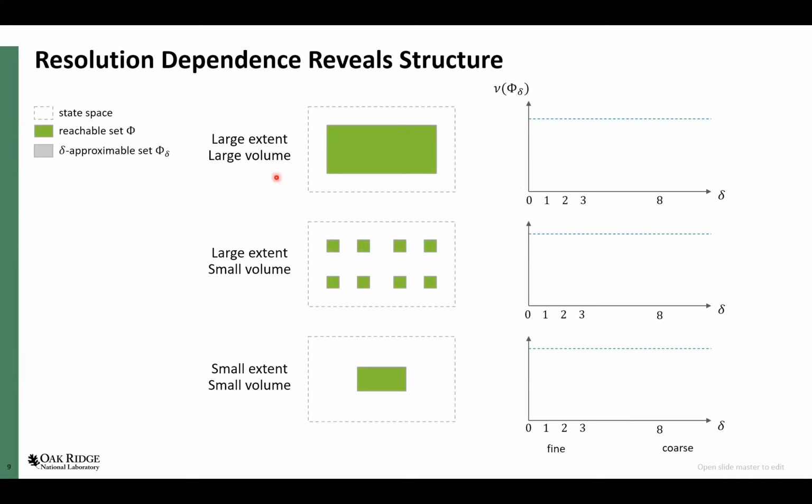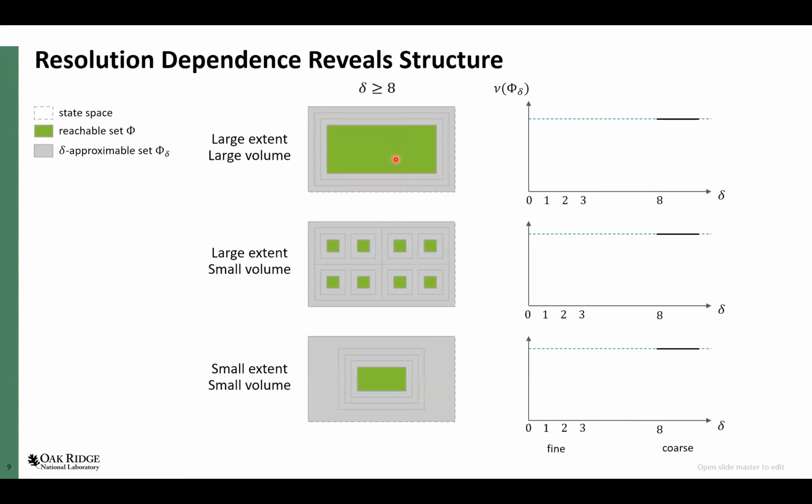So here I have three sets shown in green, and pretend that these are different sets that your circuit can make. And the dashed box, we'll say that's Hilbert space. So here I have three sets, one of which has a large extent and a large volume, another one that has a large extent but a small volume, and a third that has a small extent and a small volume. And what we're going to do is look at what fraction of Hilbert space, this whole box, is within a certain distance of the states that we can make, shown in green.